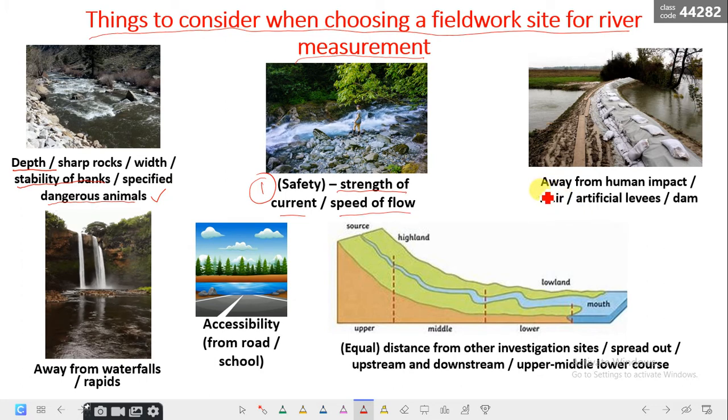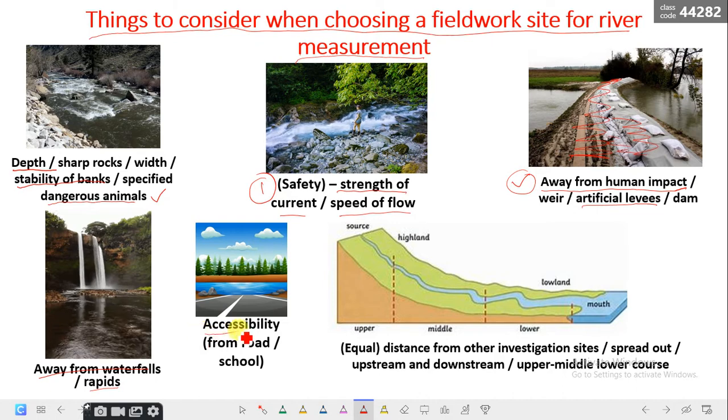Your measurement should be away from places with a high amount of human impact, so it will not affect your readings, such as areas with artificial levees and dams. As you can see from this diagram, this is an artificial levee, which is an artificial method to raise the bank of a river, which also helps to reduce the process of erosion. It should also be away from rapids, waterfalls and cataracts. Areas like this are usually very unsafe for you to carry out a fieldwork activity.